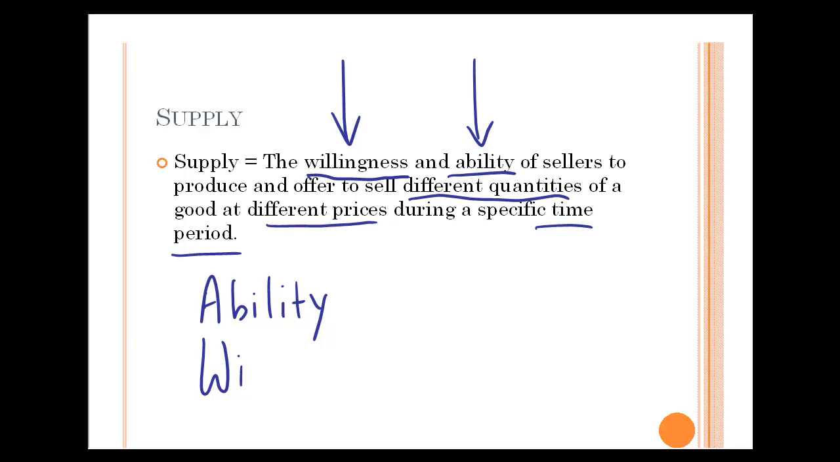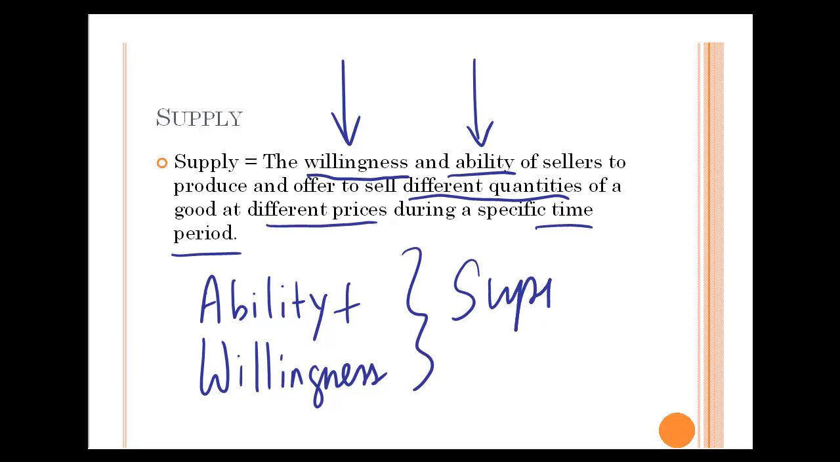Willingness means that I actually want to do this. In other words, I want to not only produce these chairs but offer them for sale. So for example, I could have the ability to produce computers but not have the willingness to produce computers. If that's the case, I'm not supplying computers. In other words, I say I can do it, but I don't really want to do it. So I don't do it. I don't produce and offer to sell chairs. It takes both of these before we can say that I supply some good or service.